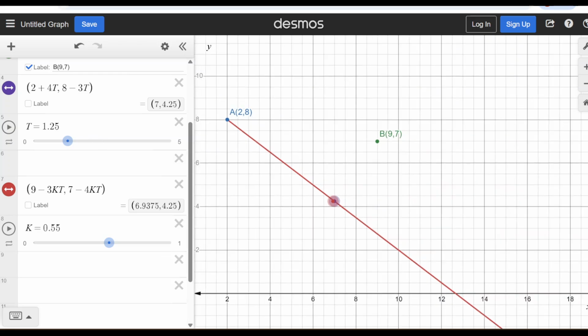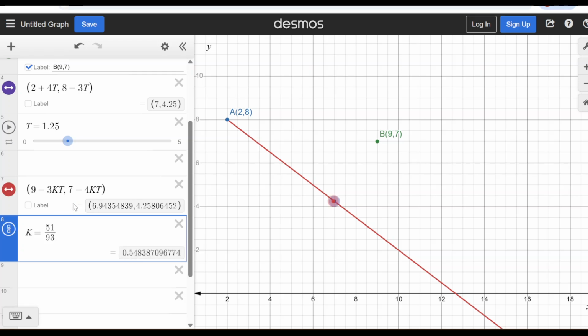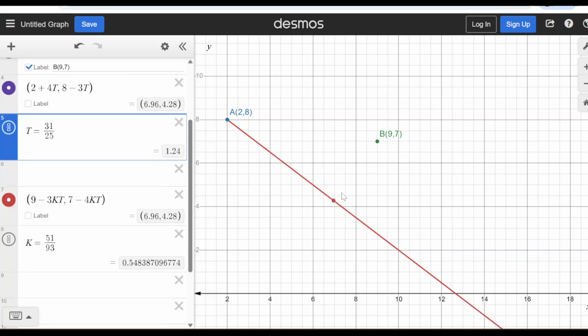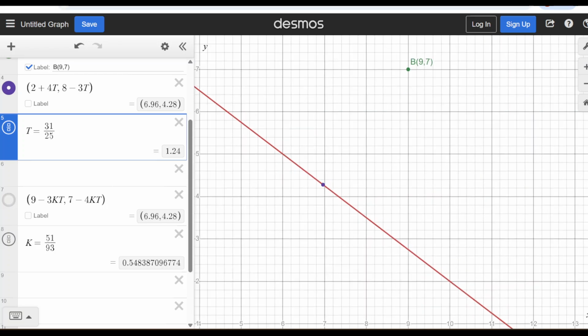And if I set K and T to exactly what we said they were, so K to 51 over 93, and then T exactly to 31 over 25, you'll notice that the red and the purple dot are literally just sitting on top of each other. So yes, Bob has managed to catch the puck.